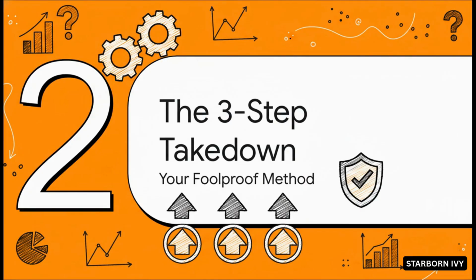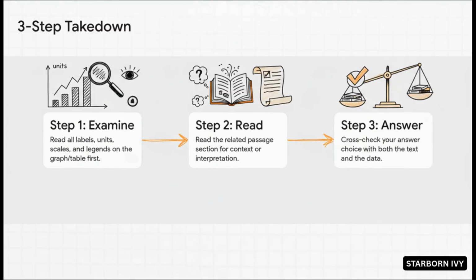Well, there's a simple, foolproof method, and it's just 3 steps. That's it. This is the whole game plan. Step 1, before you even peek at the question, look at the visual. What's the title? What are the units on the axes?